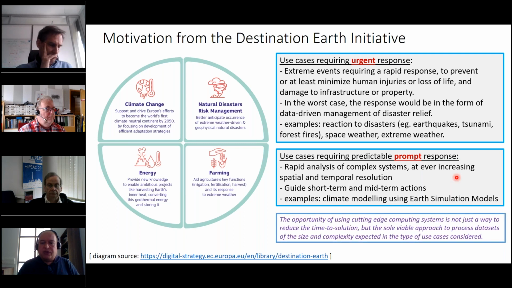So for these type of things, I mean, it's kind of intuitive to expect that HPC has a role, but it's not just reducing the time to solution. The claim made in this white paper that I'm presenting today is that really it's the only viable approach to process large data sets of high complexity and within the time constraints that I outlined above, going through the use cases. So let's go into some more detail about these ideas.